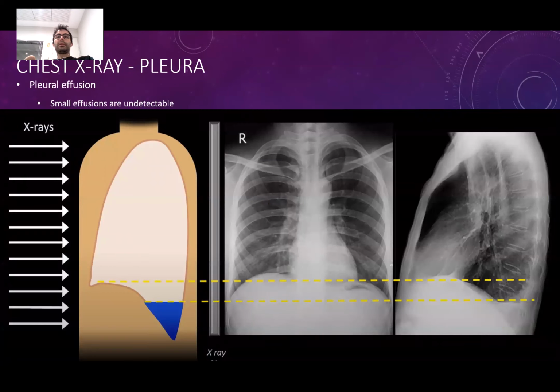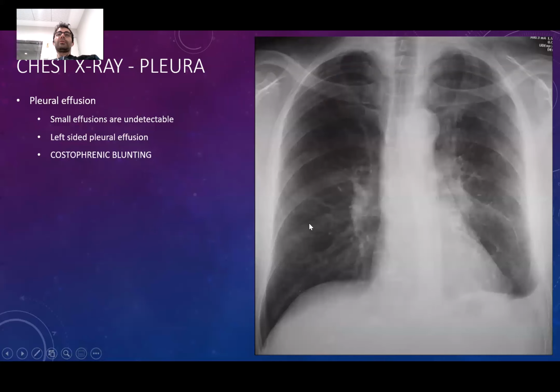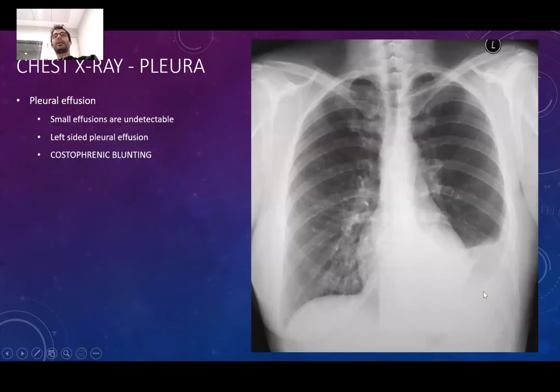And we said small effusions are not detectable because they are going to the posterior side, but you can see it on the lateral graph, but on the PA, nothing shows up. So if the amount is getting bigger, it starts to lift the lung upwards. So you start to see it on the PA. It blunts the costophrenic angle.